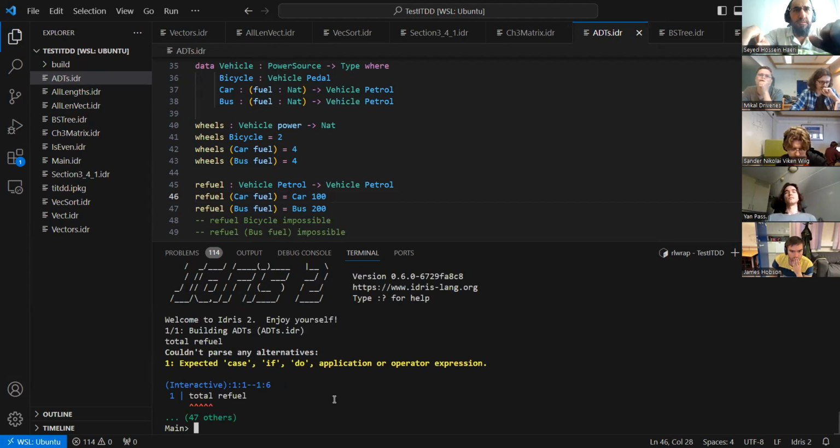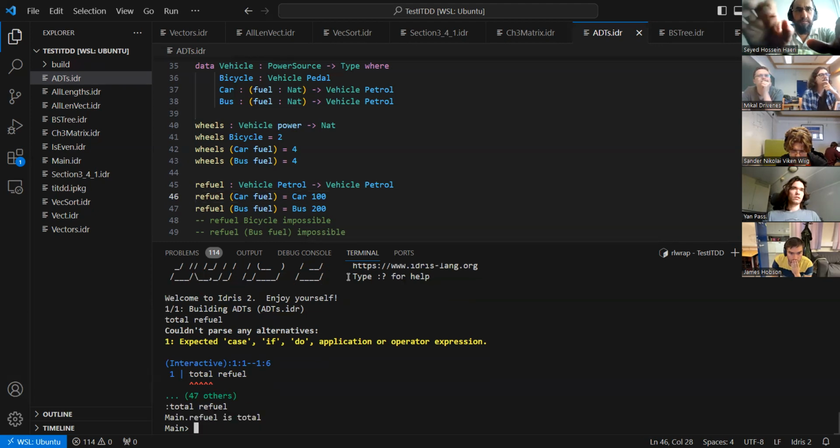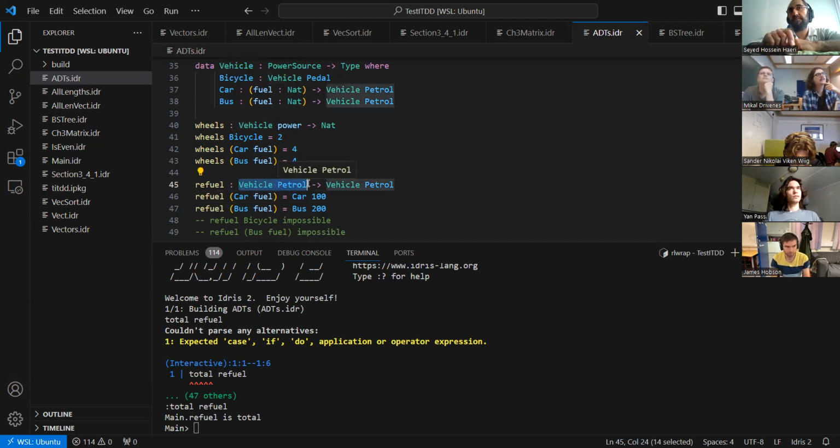I don't recall the syntax for checking whether something is total, but Big T, maybe? No, that gives us the type. It's colon total, that should be it. Right? It tells you that refuel is total, even though it doesn't cover all the vehicles, but that's fine because it has only promised to cover the vehicles of petrol, right?